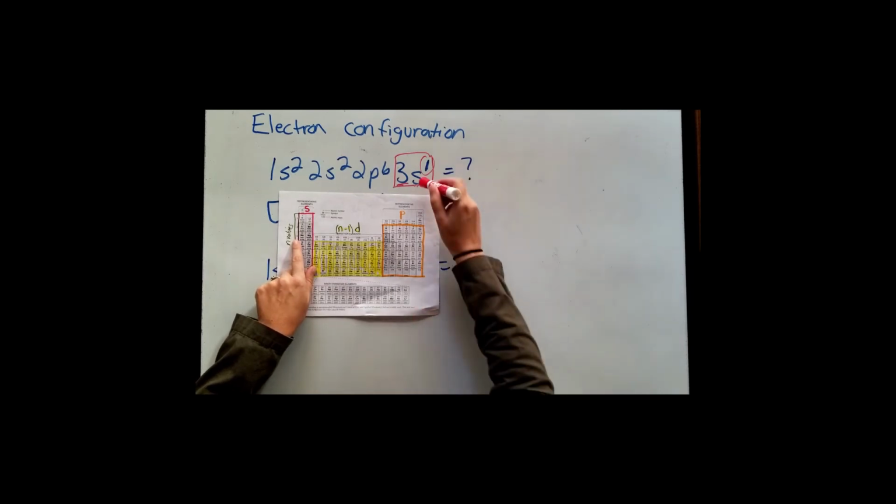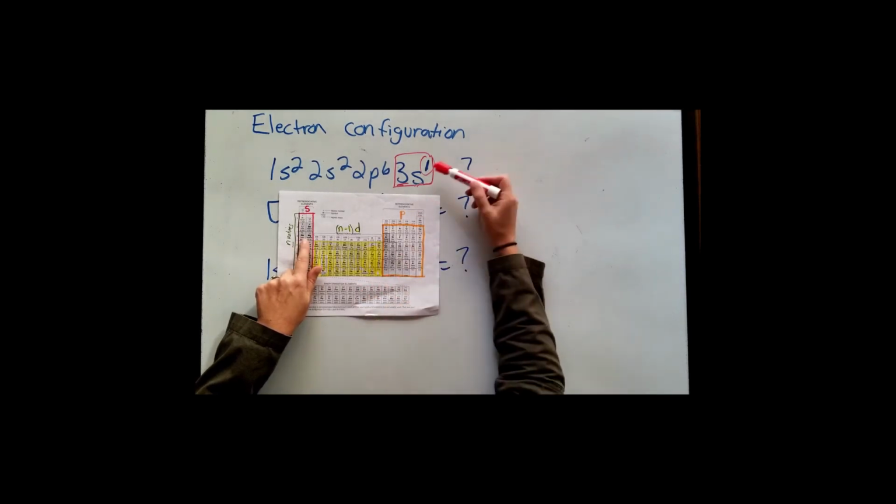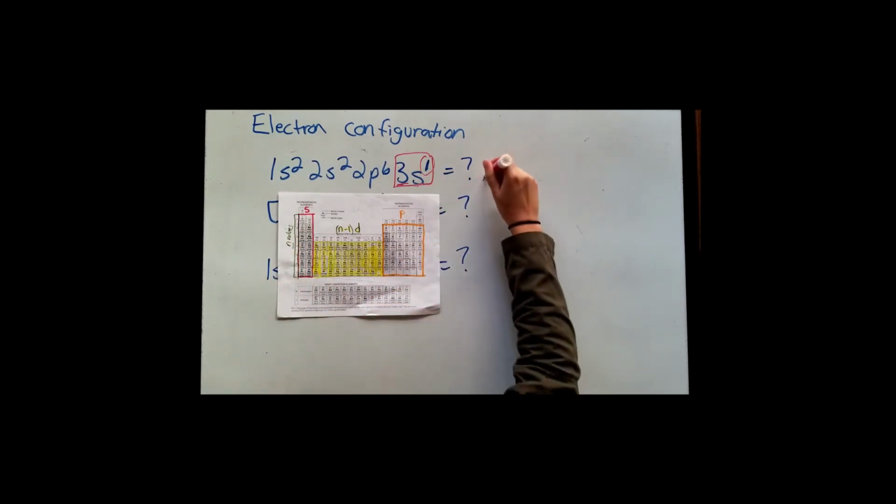They're saying look in the s block. So it's going to be one of these two. It's either sodium or magnesium. How do I know which one? The superscript here. s1, it's saying the first one in the 3s. And the first one in the 3s is Na, sodium.